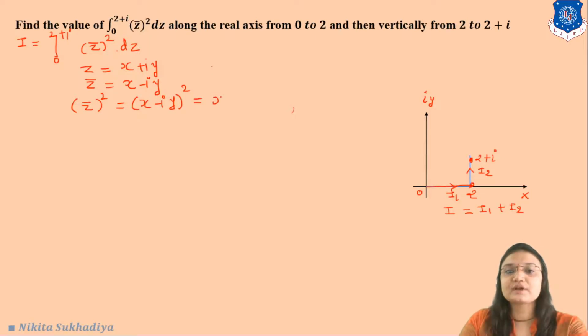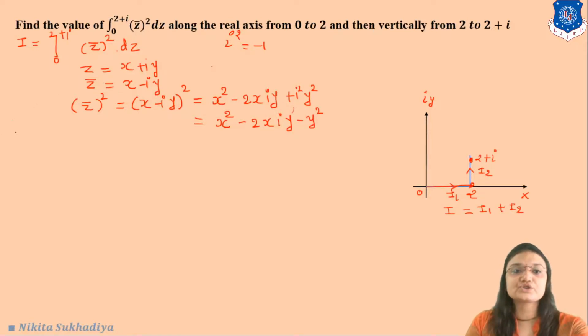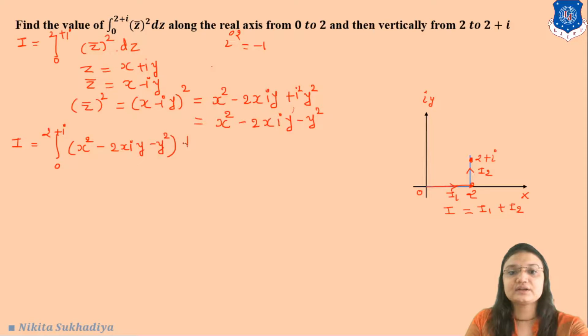Okay, so this will become x² − 2xiy + i²y². But we know that i² is equal to −1, so we can say that this is x² − 2xiy − y². So now our question becomes the integral from 0 to 2 + i of (z̄)², which is x² − 2xiy − y², dz.